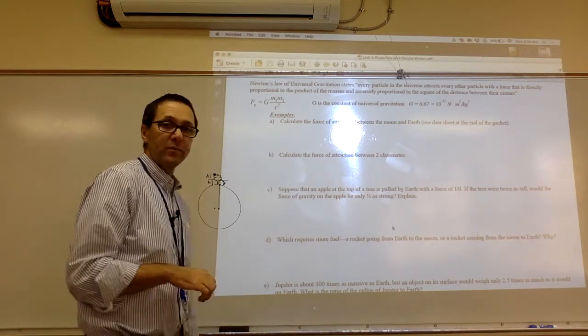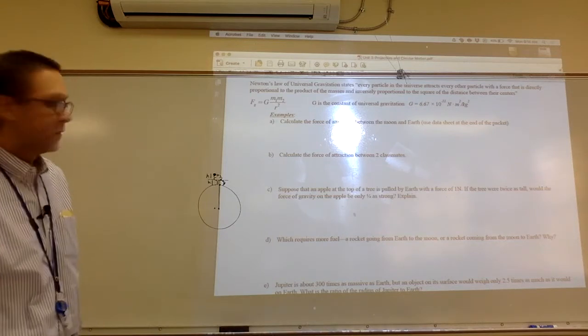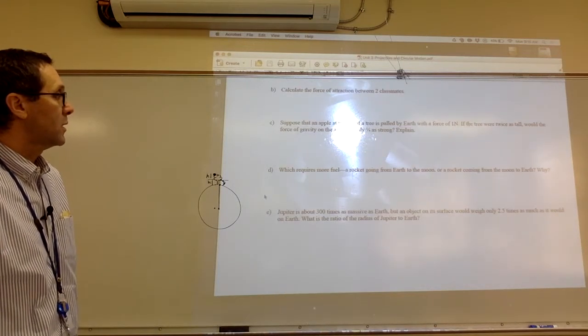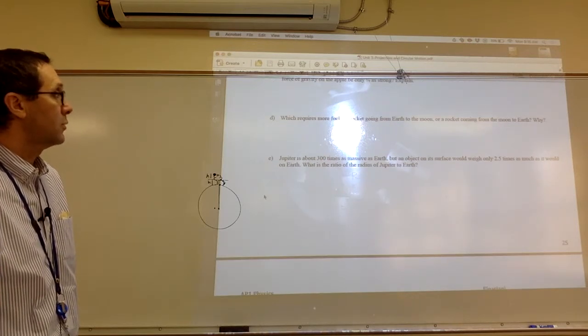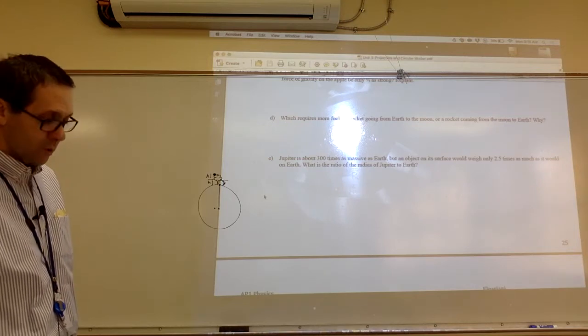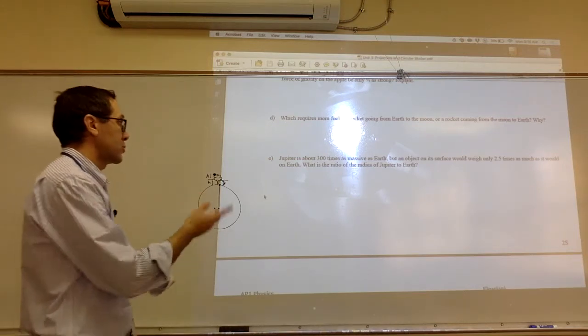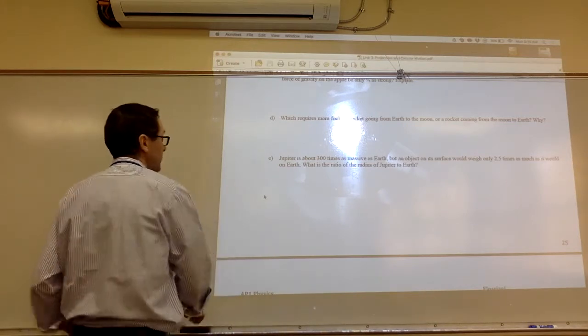Now, D is just common sense. When you are on earth, there's a bigger pull of gravity on you than when you are on the moon, right? So gravity is going to pull you harder on earth than it does on the moon, which means more energy is required to escape earth's gravity, if you'd like. Okay, so you're going to need more fuel.